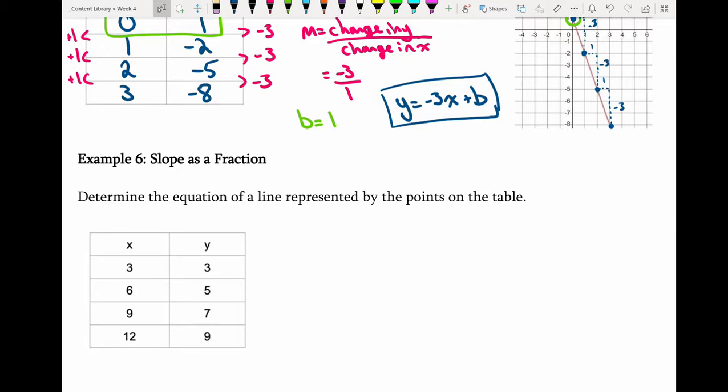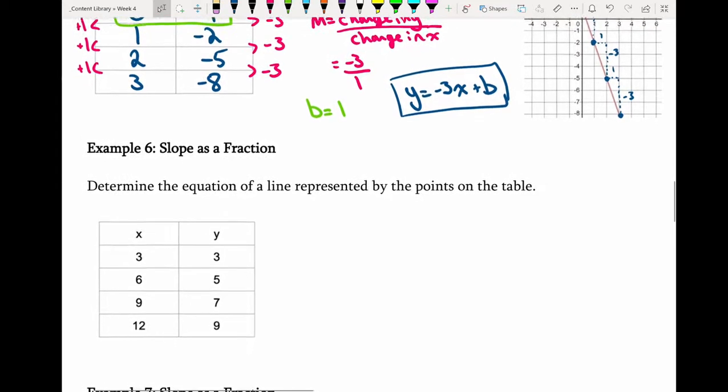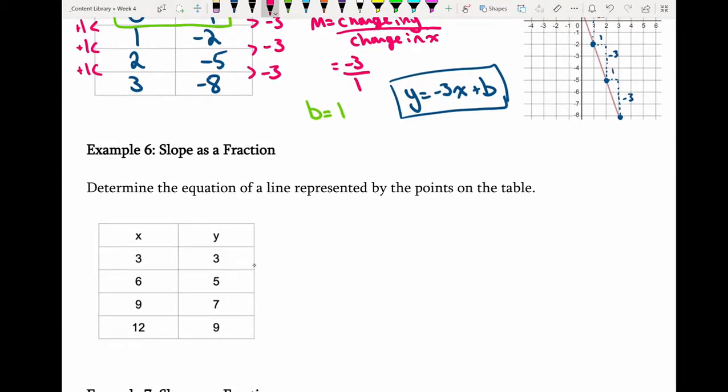In example 6, we're going to come across a scenario where our slope is going to be a fraction. We want to determine an equation of a line represented by the points on the table. The steps are going to be the same. Find the change in y, find the change in x, find the b value, and plug it into y equals mx plus b. So, first thing I'm going to do, I already have my table.